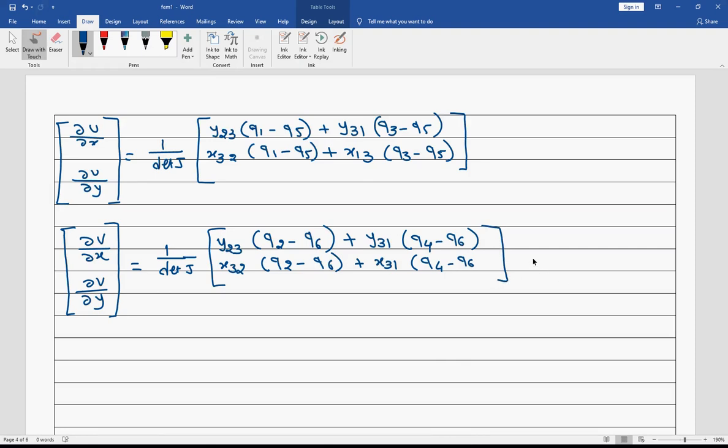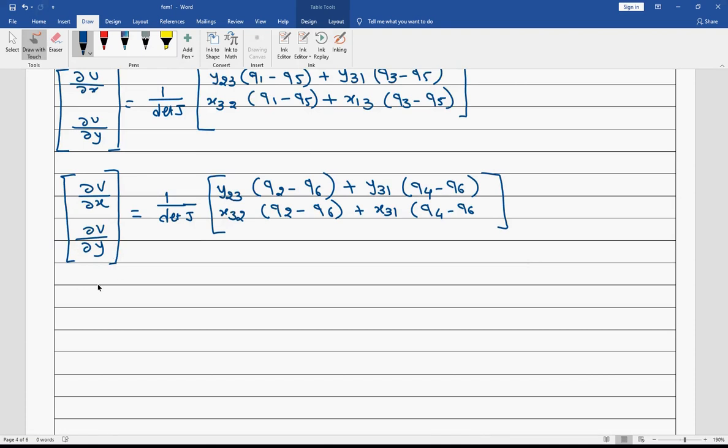Okay, now my strain is equal to delta u by delta x, delta v by delta y, and shear strain will be delta u by delta y plus delta v by delta x. So this is my shear strain at the last. Okay, and directional strain are this. So these are the directional strain.